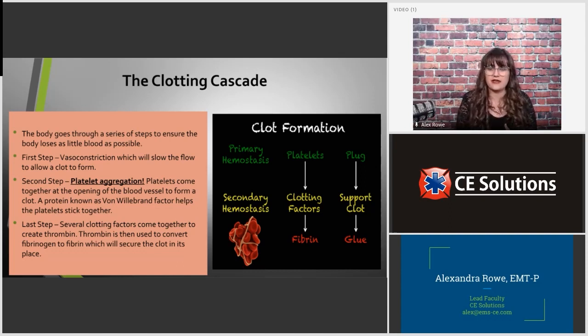Very important question to ask your patients if you're dealing with a traumatic injury is, are you on blood thinners or are you taking something such as aspirin? Because aspirin does help mitigate platelet aggregation. Last step, there are several clotting factors that come together to create thrombin. Thrombin is then used to convert fibrinogen to fibrin, which will secure the clot in its place and literally create like that thick scab over the wound. It's basically like it says on this picture here, the glue that holds it all together, right?